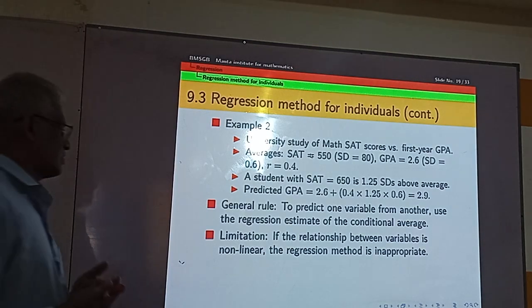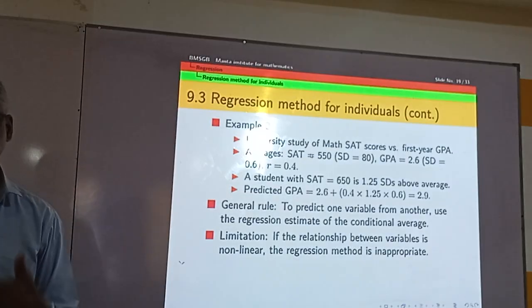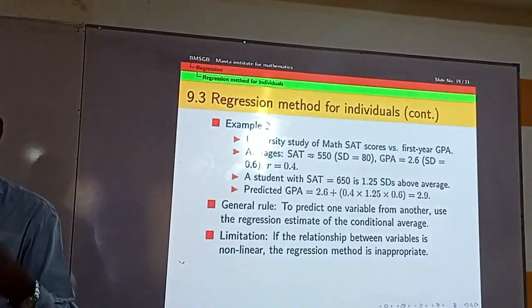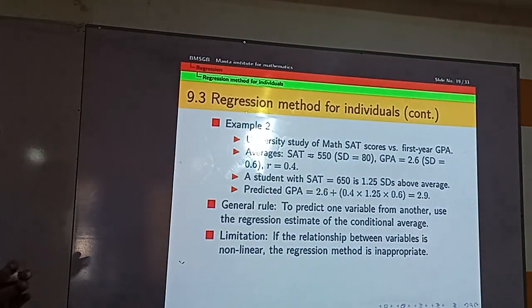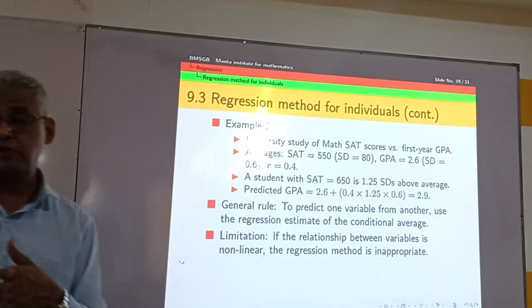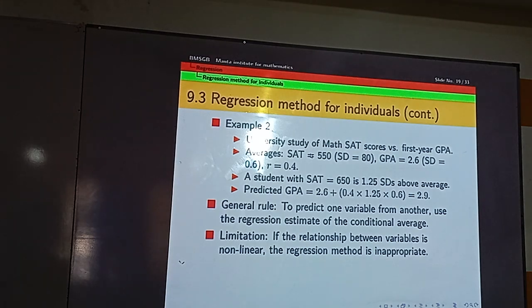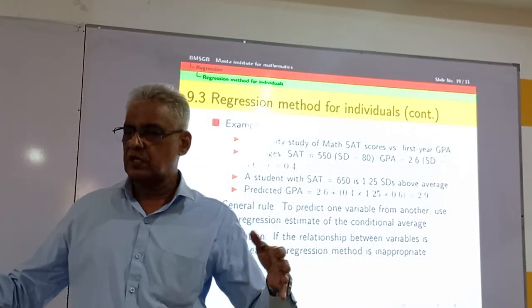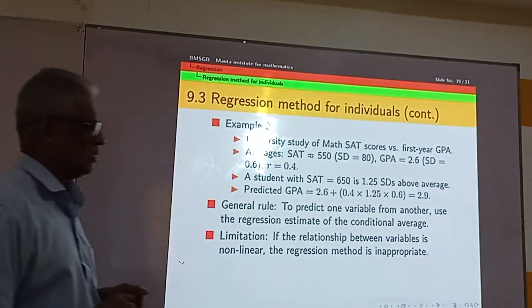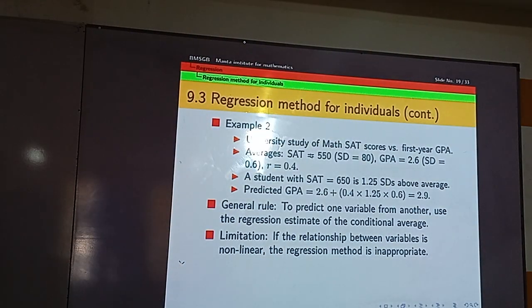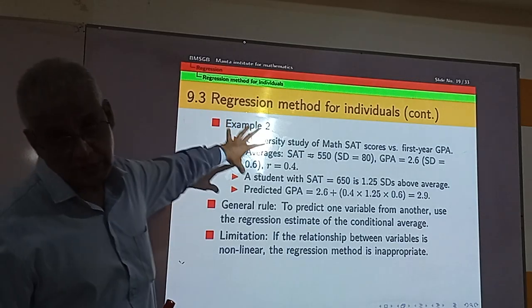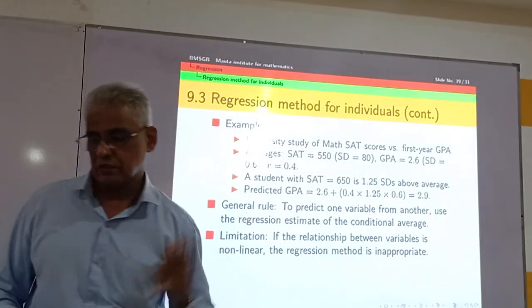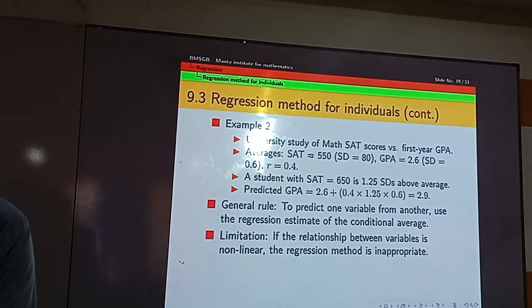So the calculation is very similar, but the general rule is that if you have additional information, of course you can use the regression method to get a better estimate. The limitation you have to remember when you are predicting is that the value of X has to be in the range of the data, and of course when there is a nonlinear relationship, this method cannot be used. Here we are assuming that this relationship is a straight line relationship.